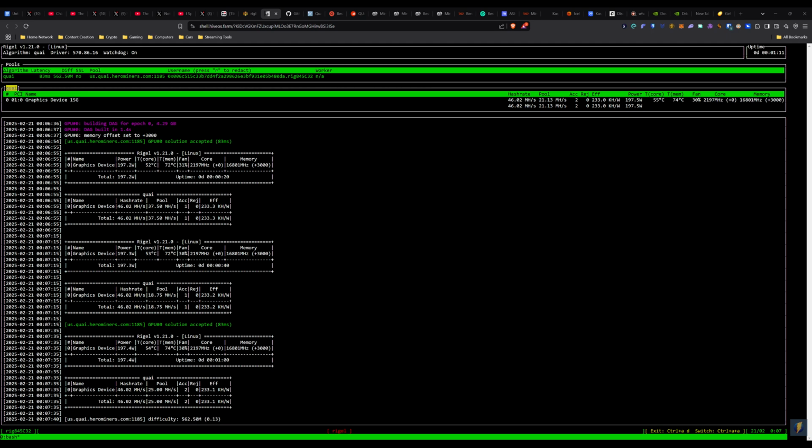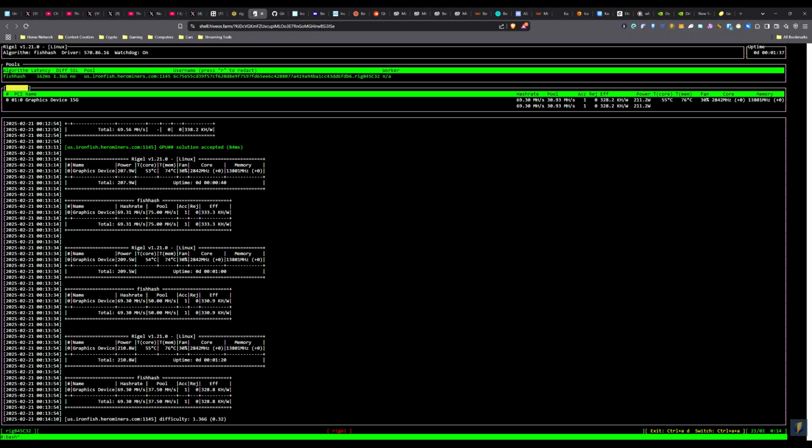Looking at Kapow, the 5070 Ti does not dethrone AMD, only mining at 46 megahash a second at 233 watts for an efficiency of 0.19 megahash a second per watt. Overclocking kept the 3000 memory offset and surprisingly kept the core at 2100 megahertz locked. And the reason why that's surprising is usually on Kapow, you would turn up the core clock for more efficiency.